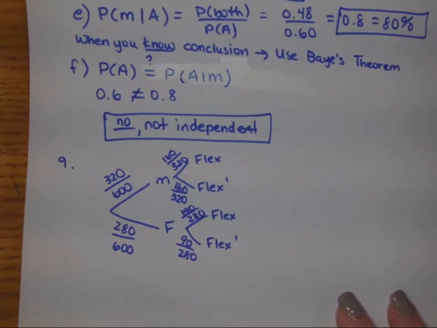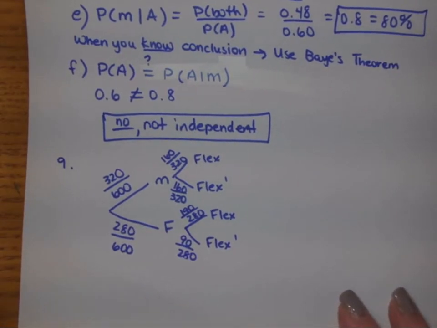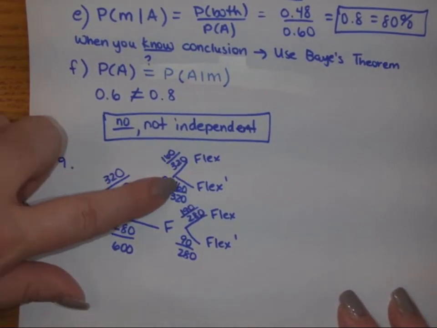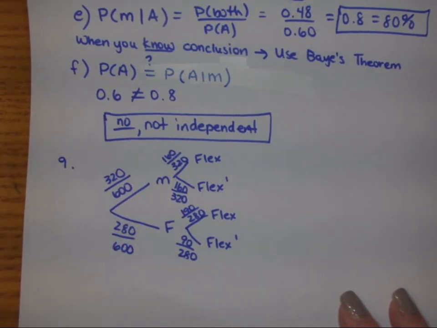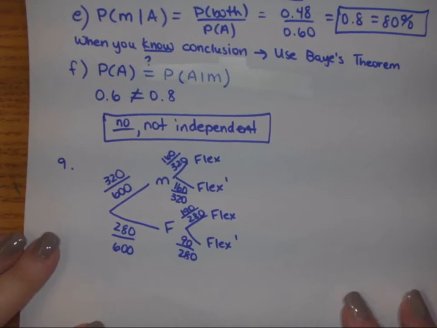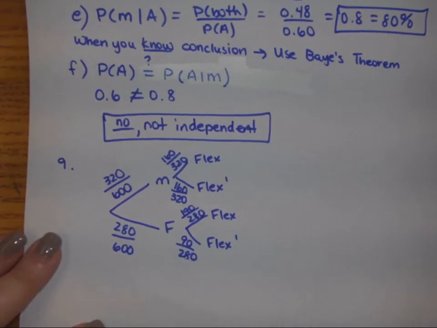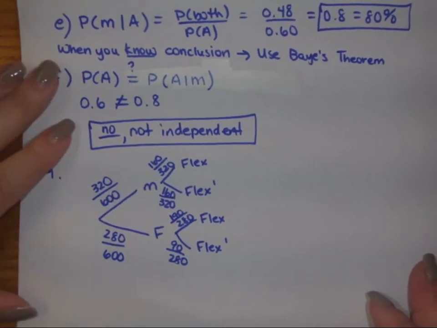So notice that every branch of the tree diagram adds up to 1. These add up to 1. These add up to 1. And so do these. You need to make sure of that every single time. Okay. But then I think we can answer the questions. So, or actually just the question.